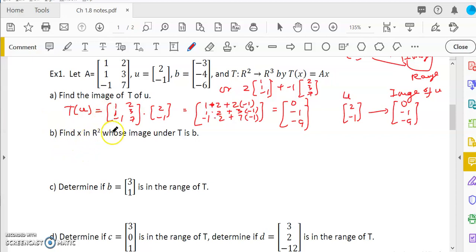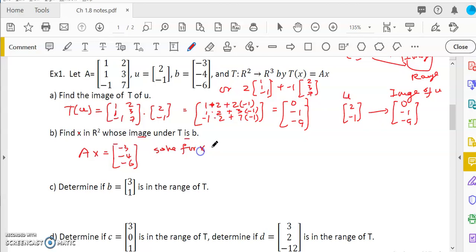B, find X in R2. His image is B. So I want to do the other way around. If I know the image is B, what is X? So that means AX is equal to B. B is -3, -4, -6. So solve for X, right?